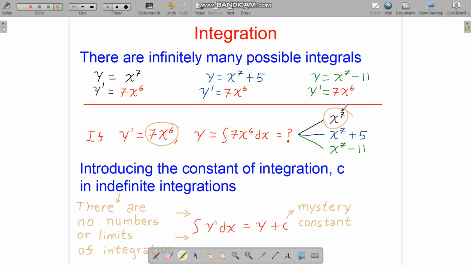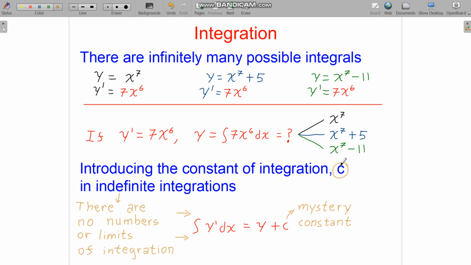Is it x to the power of 7, x to the power of 7 plus 5, or x to the power of 7 minus 11, or maybe something else? So actually there are infinitely many possible integrals. So that's why we have to use the constant of integration c in indefinite integrations.